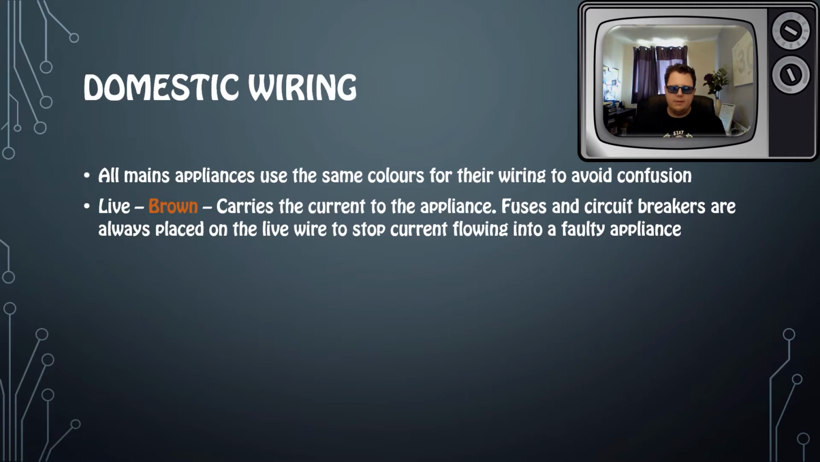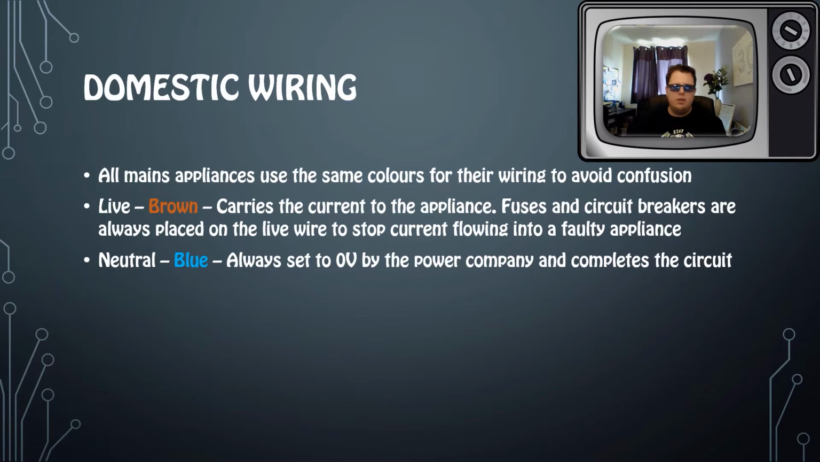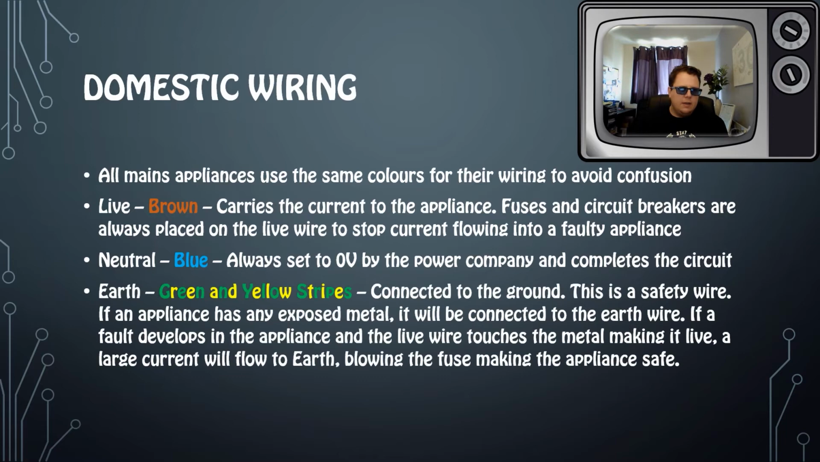The neutral wire is always blue. The neutral wire is set at 0 volts by the power company and is there to complete the circuit. So the current returns on the neutral wire back to the power company. Now our earth wire is yellow and green stripes. As it says, it's connected to the earth somewhere. So in your house somewhere there will be a stake going into the ground. It might be just back to the power supply and you use their ground.